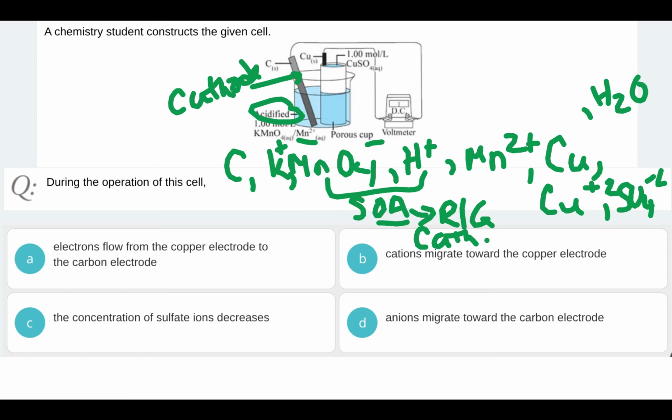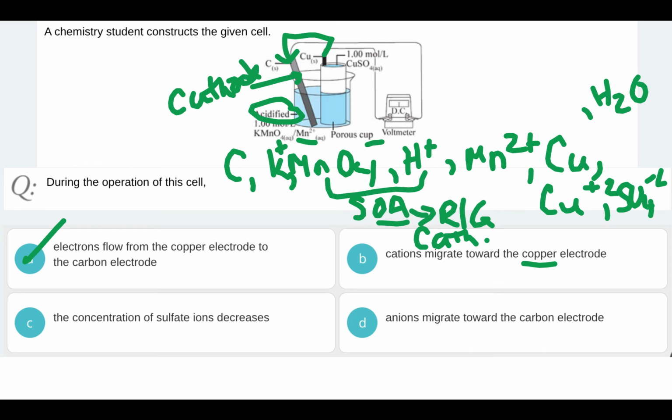And that is what I need to know, because then if I go through my options here, A says electrons flow from the copper electrode to the carbon electrode. That is going to be true because copper would be your anode, and electrons always flow from your anode to the cathode. So it looks like here our answer is A, but we can double check the rest. In B, it says cations migrate towards the copper electrode. Well, that's not true because cations will move towards the cathode, and that would be the carbon electrode.